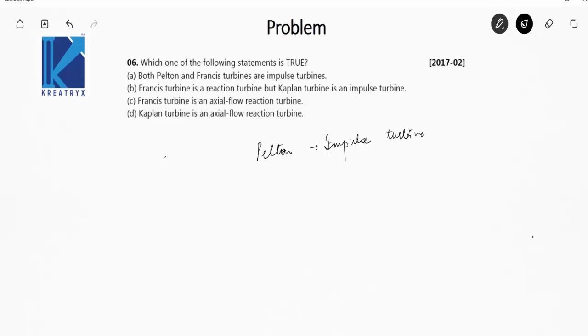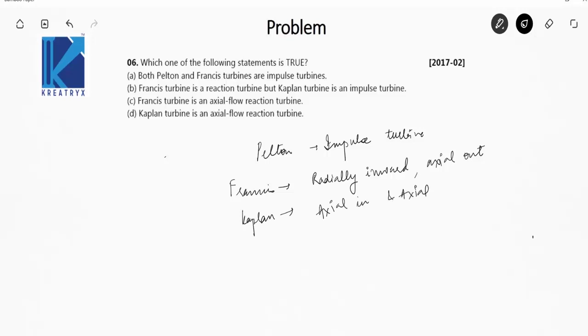Okay, Francis is actually radially inward and axially outward. So the flow that exits is in the axial direction, axial out. Whereas Kaplan is axial in and axial out, so this becomes a pure reaction turbine, axial out. Let's check the options, and according to the options, D will be the answer.